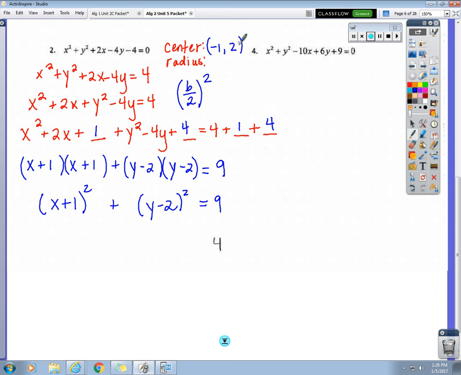It's always the opposite of what it looks like in the equation because of the minuses that are built into the equation. So if it's x plus 1, the h is negative 1. If it's y minus 2, the k is positive 2. And since it equals 9, what's the radius? 3, because 3 squared would make a 9.